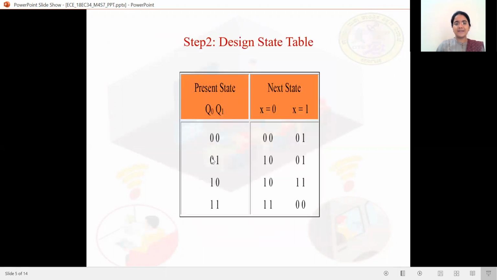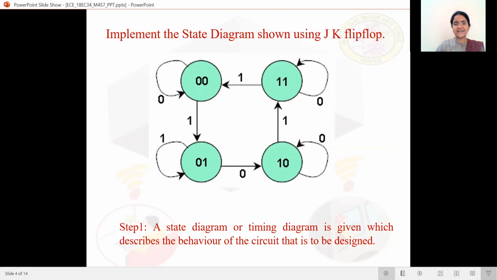Here we are having the present state. 4 states will be there. What are the 4 states here? 00, 01, 10, 11. And when x is equal to 0, it will be in the same state. When x is equal to 1, it goes to the state 01.